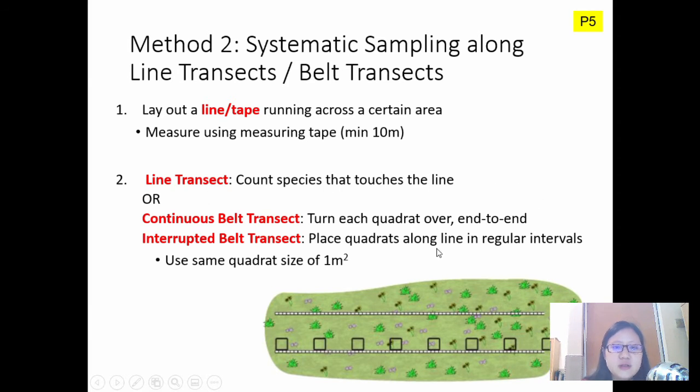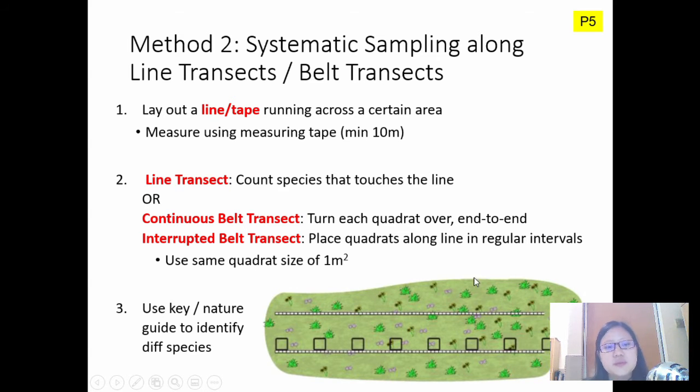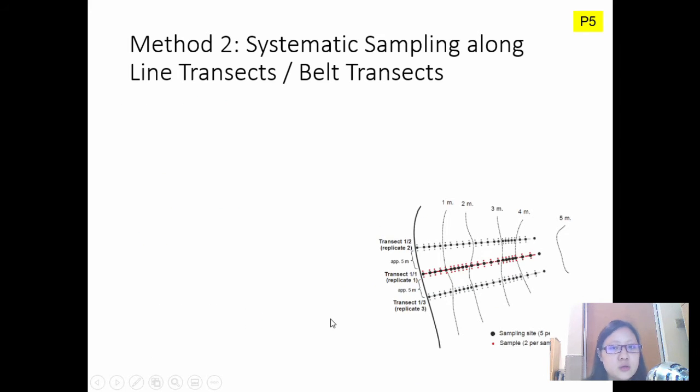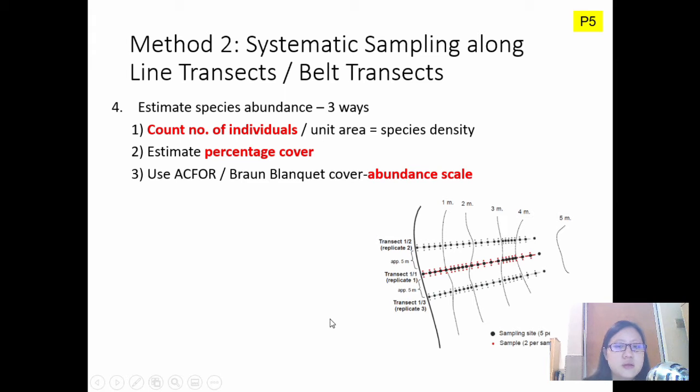In the case of line transect, you count the species that touch the line. In the case of continuous belt transect, you turn the quadrat over end to end. Interrupted, you place it along the line at regular intervals. For both of these, you will use the same quadrat size throughout. This is the constant variable here. Then in the quadrat or at the line, you use a key or nature guide to identify different species, and you record those species down at each interval.